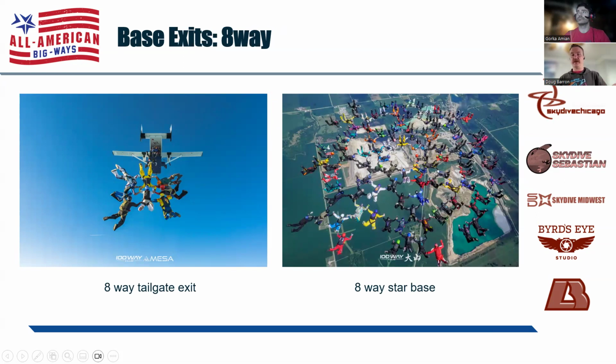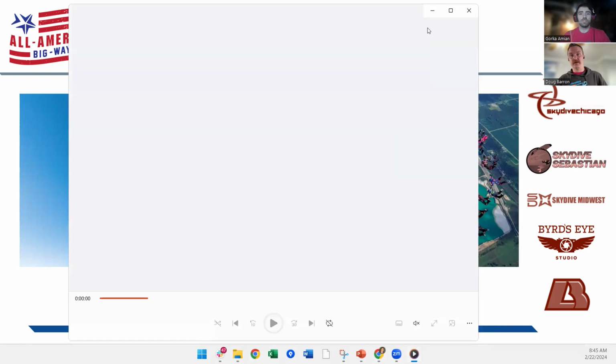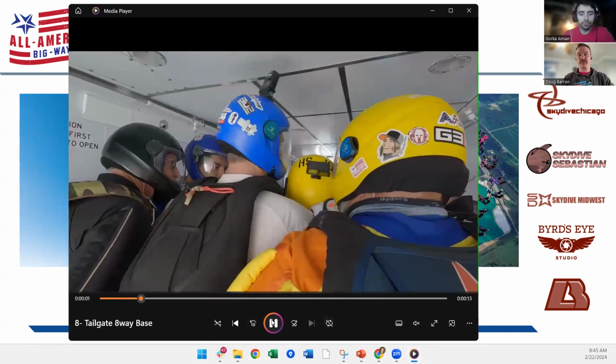So here's the eight-way. This is what the eight-way chunk would look like coming off of a lead tailgate. This is the standard eight-way chunk that we use. And then that gets broken up into an eight-way star, as you can see there. Let's see an example of a video.